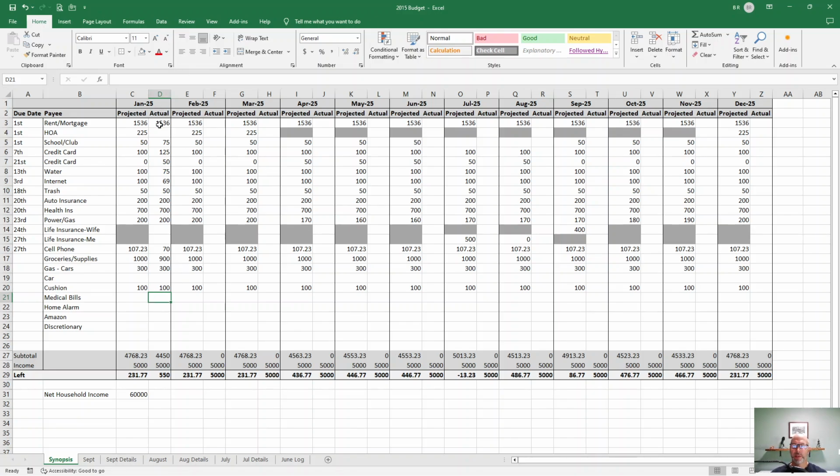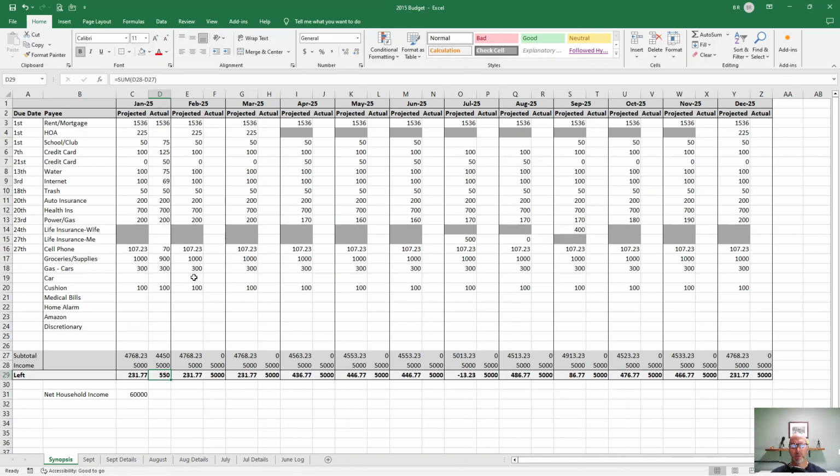So in this particular instance, just going through and tracking, making some minor adjustments, we can see, well, we anticipated $4,768. We were able to bring it in at $4,450. Instead of having only $231 left at the end of the month, we've got $550. Then you have the ability to go back through and plan for the following month.